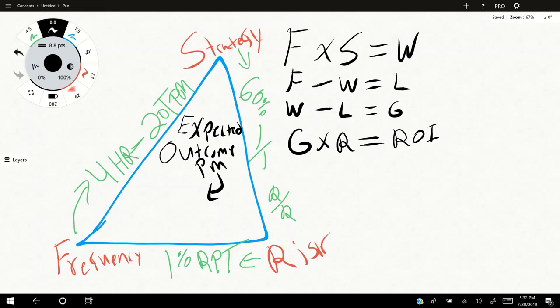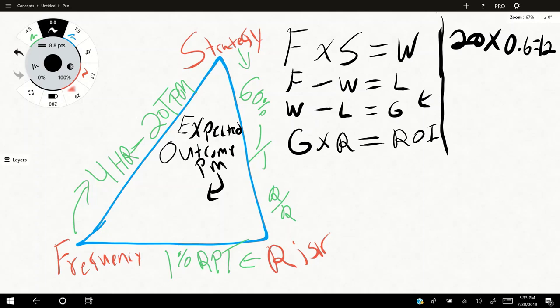With that being the case, we're going to use this equation to the left of this line that I'm drawing right now. We're using this equation, and we're going to come up with your actual expected outcome per month using this strategy. So F is going to be frequency. What did we say frequency was? 20 trades per month. So F, or frequency, is 20. We do F times the strategy, which is 60% accurate. So it would be F times 0.6. That's going to give us 12.